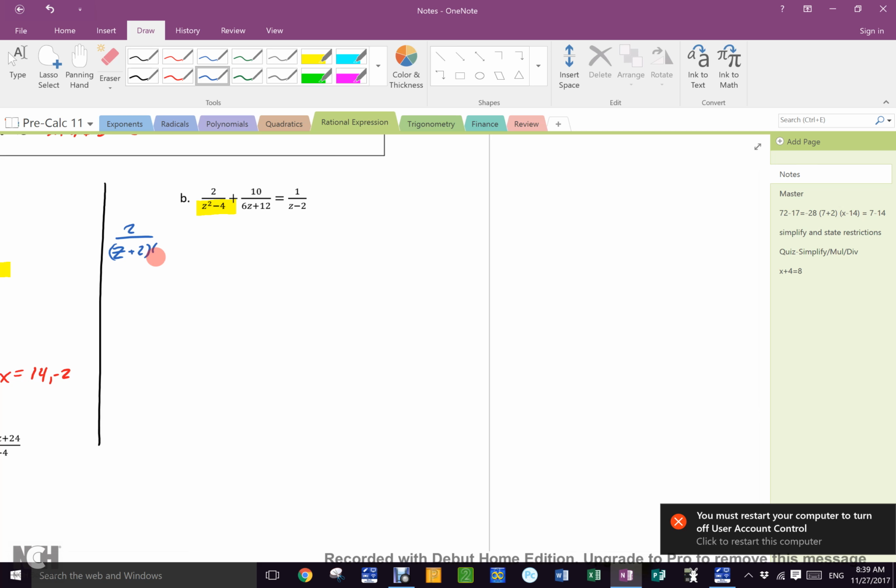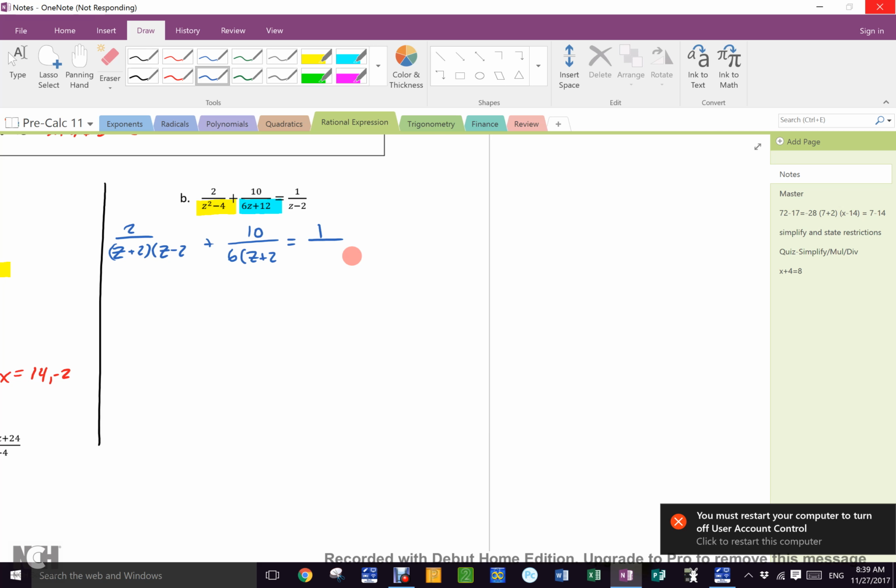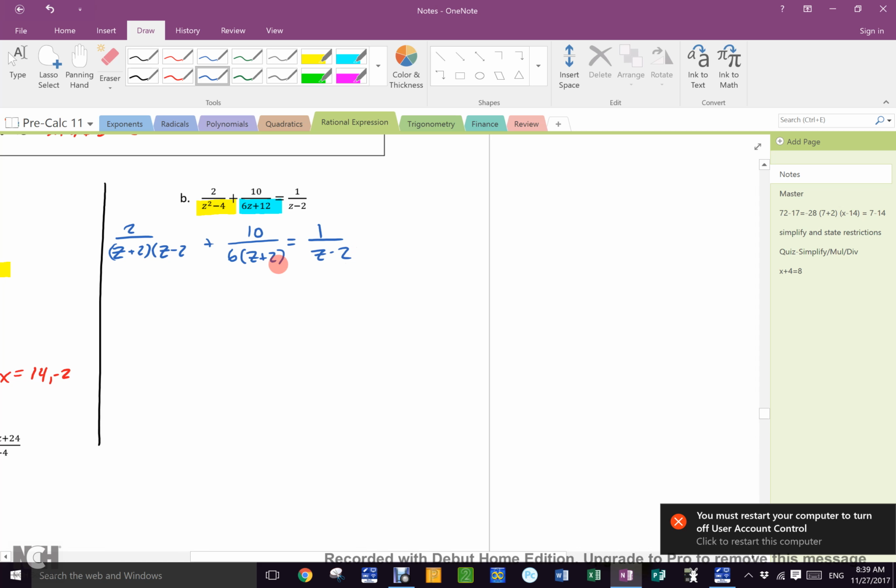What's happening? Does anything happen in the second one? Does anything happen here? Burke has said he does not like that 6. So we will bring that 6 out, and we will get z plus 2 over 10. And that will equal 1 over z minus 2. Is everybody happy with what we have done there? If you did not volunteer, did you all at least do that? Everybody did? Okay.